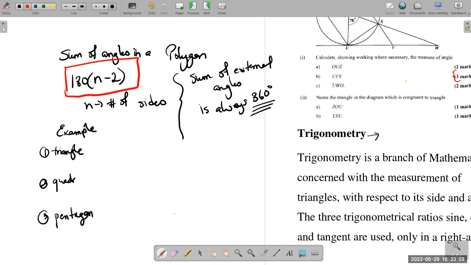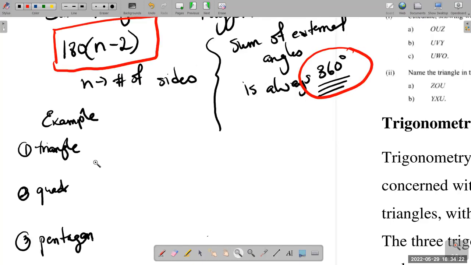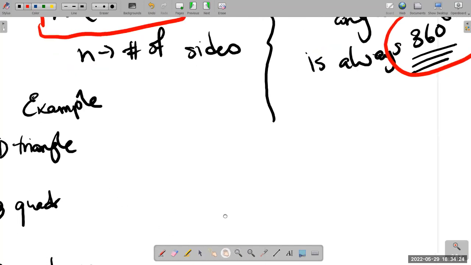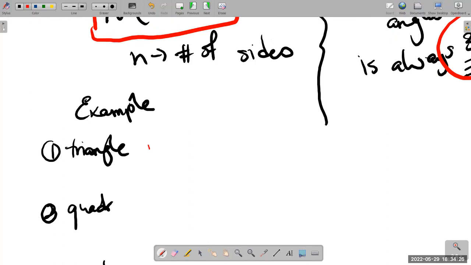This is the formula: 180 times (n minus 2), where n represents the number of sides of that polygon. That's an easy substitution calculation formula. Then something you also need to know is the sum of all the external angles of any polygon is always 360. Everybody with me? So let's take an example. How many sides does a triangle have? So n is equal to what in this example? n is equal to 3.